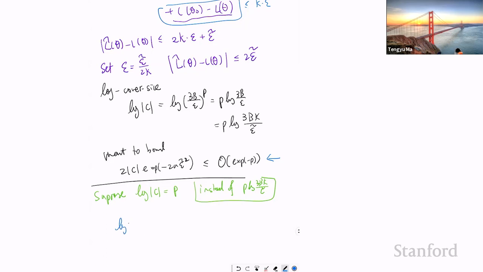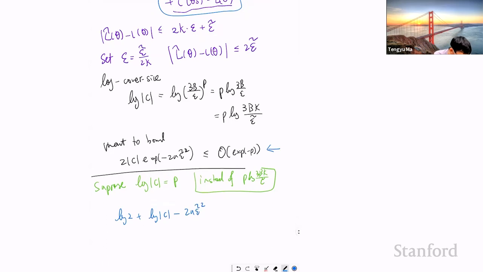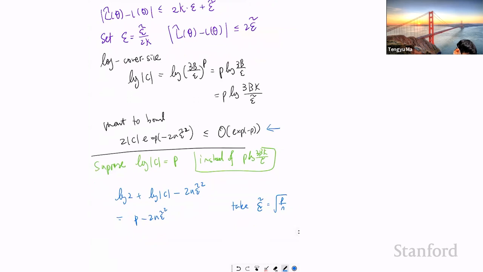If you take the log, you get log 2, which is not super important. You get log 2 times log C minus 2n epsilon tilde square. Suppose log C is equal to P, then you get P minus 2n epsilon square. And if you take epsilon tilde to be square root P over n, then this equals P minus 2P, right? Which equals minus P.